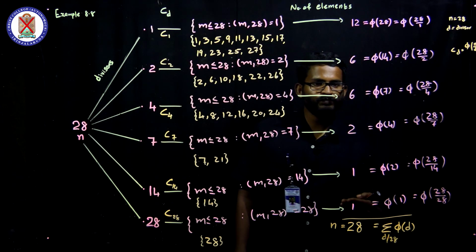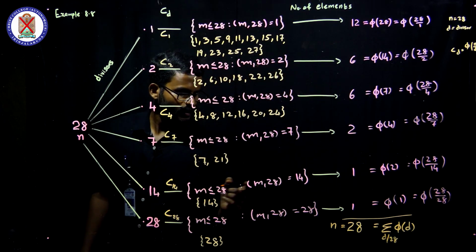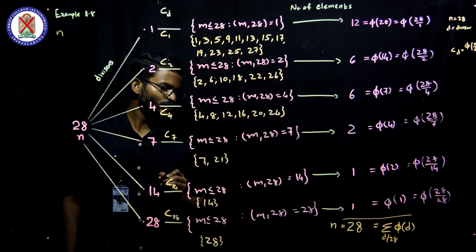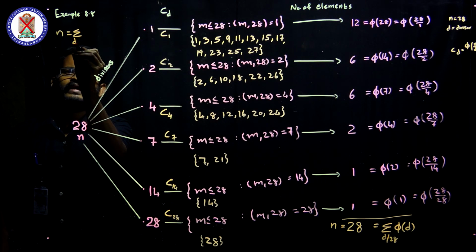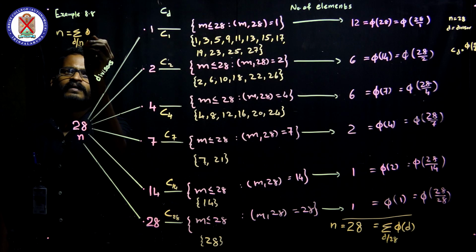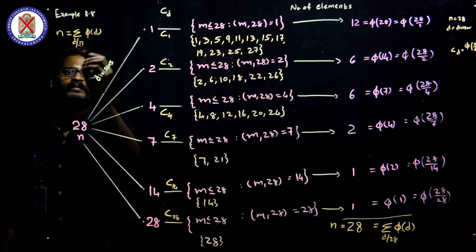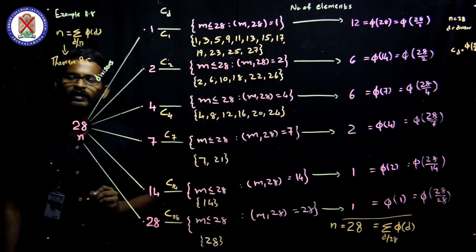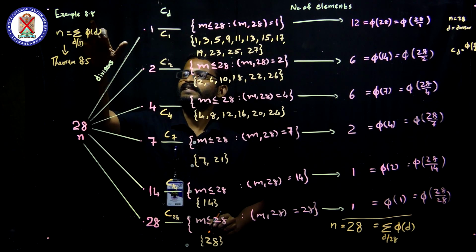And next, I am going to prove a theorem, and that theorem states that for any positive integer n, n is equal to sigma d divides n phi of d. This is theorem 8.5. To prove this theorem, we should follow the same procedure which I discussed in this example.